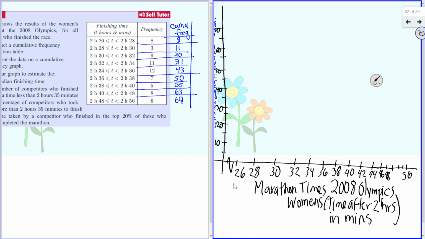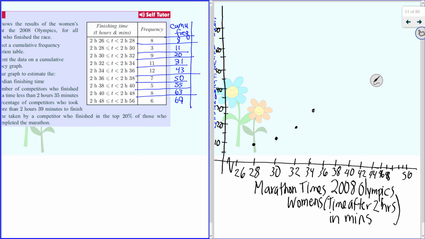Okay, so at 28, we had 8. 2 hours 28, we had 8. At 30, we had 11. We can just keep going. 32. So I just want to point out that this is what I'm graphing, and this is what I'm graphing. This is my X, this is my Y.